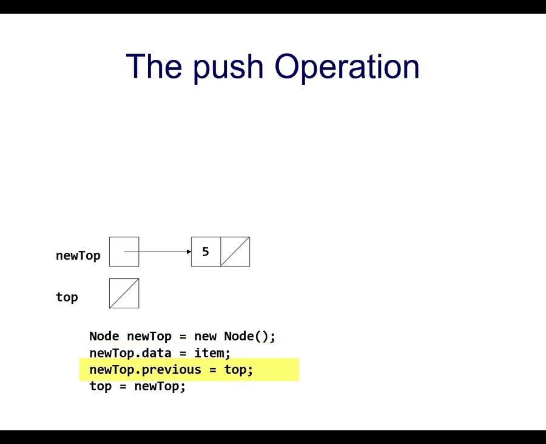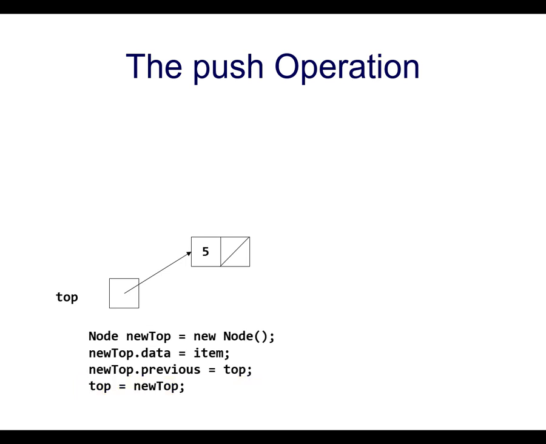Then the reference that is currently in top, which in this case is a null, is copied into the previous member of the new node. The final step is to copy the reference to the new node, which is in newTop, into top. So now top points to the one node in this linked list.